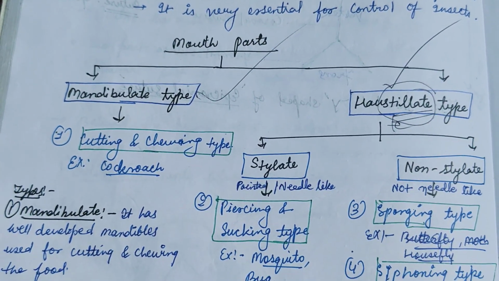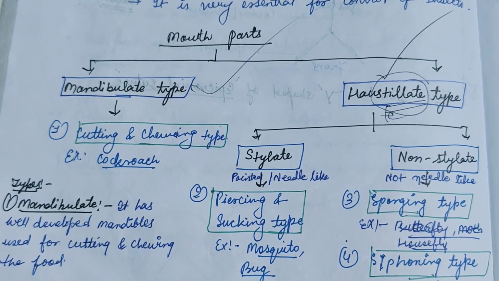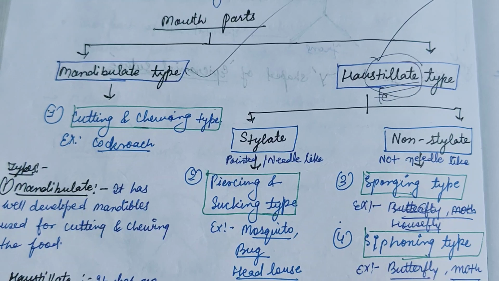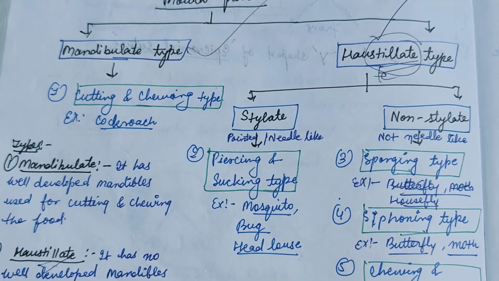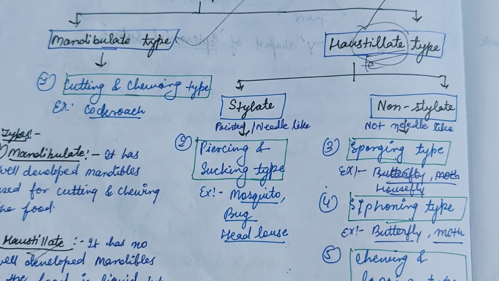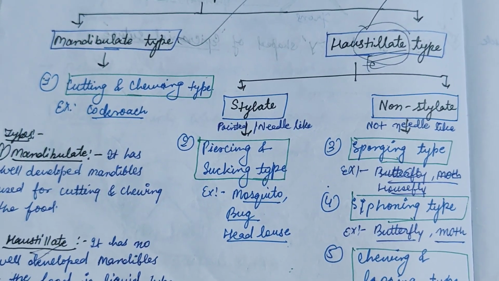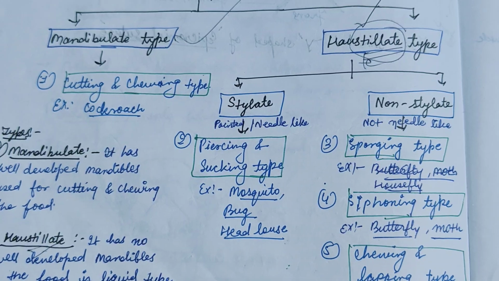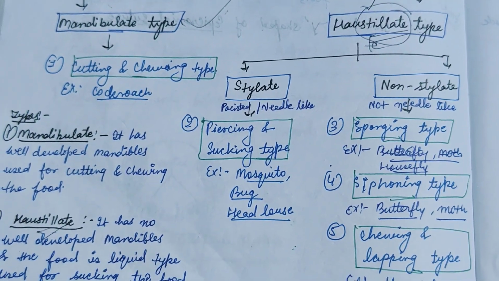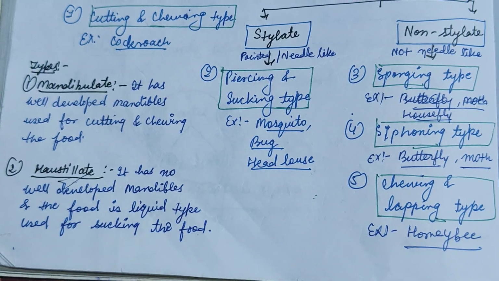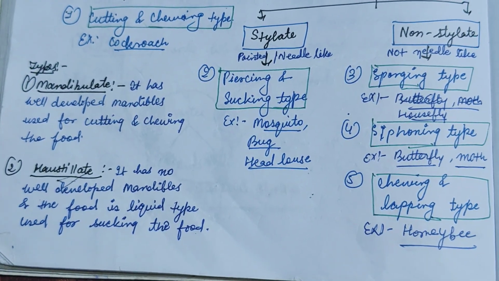Mouth part is divisible into two types, that is the mandibulate type and the haustellate type. The mandibulate type includes the cutting and chewing type, while the haustellate type may be the stylate or the non-stylate type. Stylate includes the pointed needle-like structure of the mouth part, while the not needle-like structure is known as the non-stylate type. Mandibulate has well-developed mandibles used for cutting and chewing the food, while the haustellate has no well-developed mandibles.